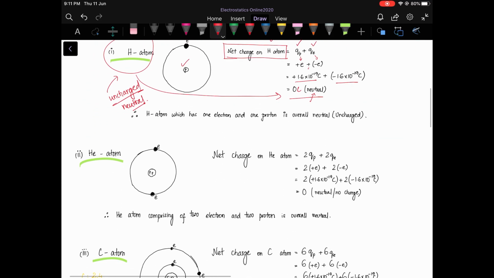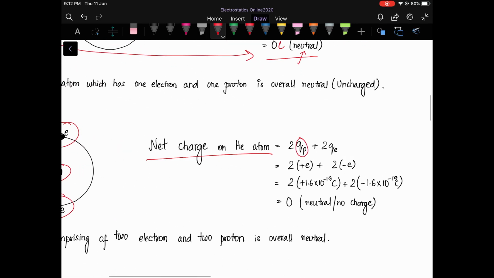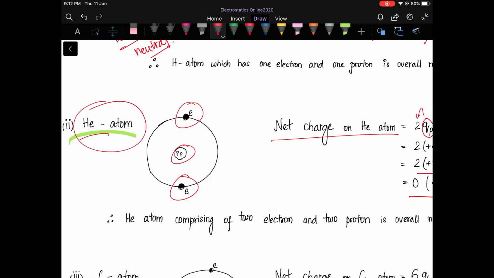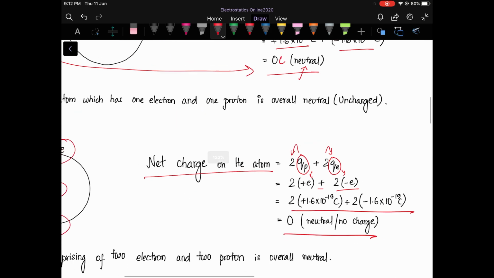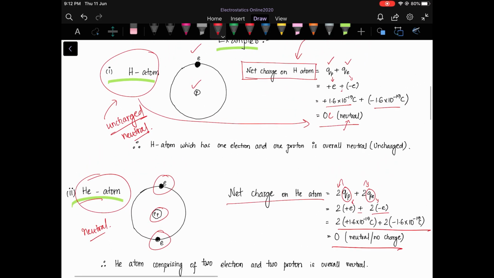Again, if I go to the helium atom, we know there are 2 electrons in a helium atom and we have 2 protons. So again, if you calculate the net charge on helium atom, I must add the charge of proton multiplied by 2, and the charge on electron multiplied by 2. When we do that, we get twice of plus e and then plus twice of minus e. And again, you can see we are going to get 0 or no charge. Hence again, we are going to say that helium atom is neutral. Again, I can comment that helium atom had an equal number of electrons and protons, because of which the whole helium atom is neutral.